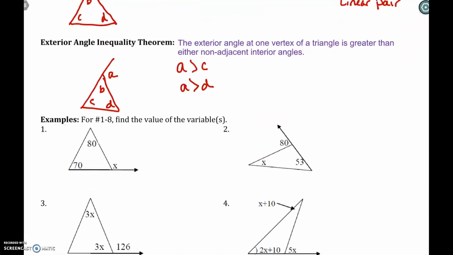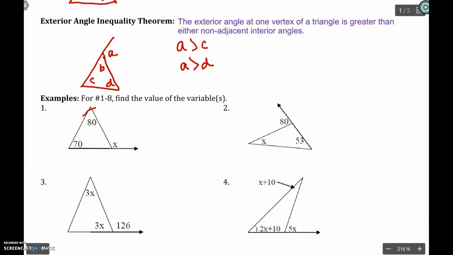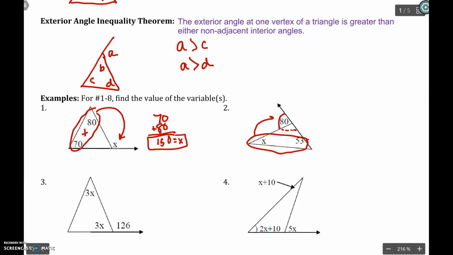So for some examples, okay, these two angles are not the linear pair with the exterior. They're the non-adjacent interior angles, so that means that they add up to equal the exterior, and that would make X 150. Okay, same thing here. We have our exterior angle. This is the linear pair, but we're looking at the other two. They would add up to equal the 80. So the 80 is equal to X plus 53. And when you subtract 53 from both sides, you'll get 27.